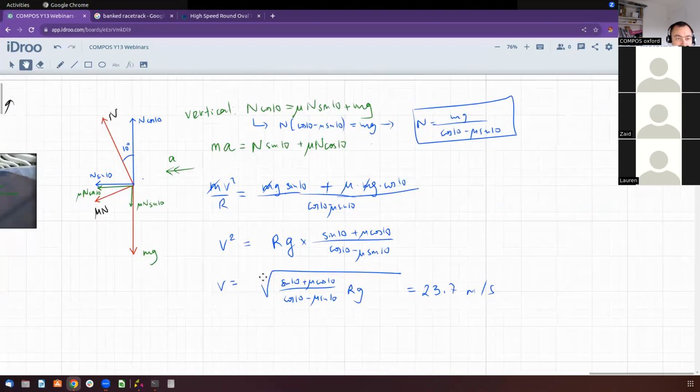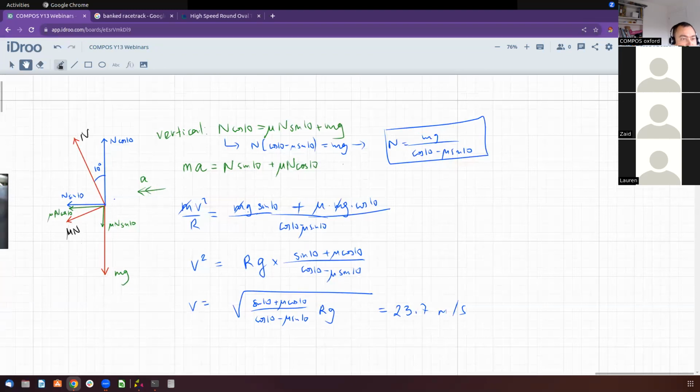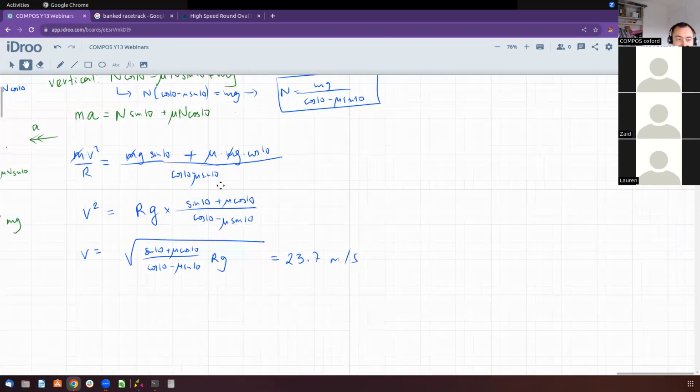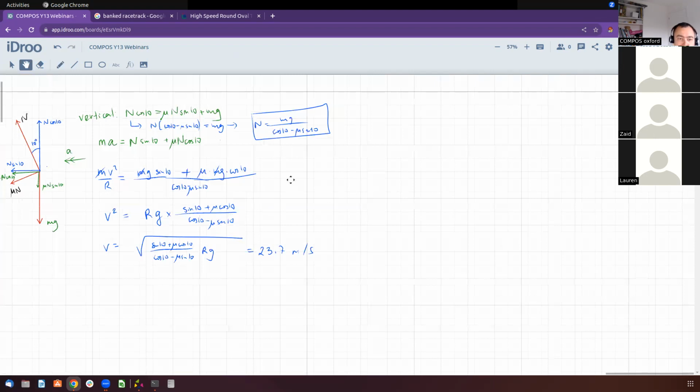Now, here I said that n is mg over this thing. What would happen? How far would I be off if I just assume that n is mg? Obviously, it is not, but it might be very close. Assuming n is approximately mg, does that make a difference? So in that case, you would have ma.